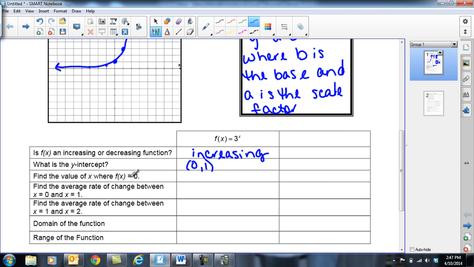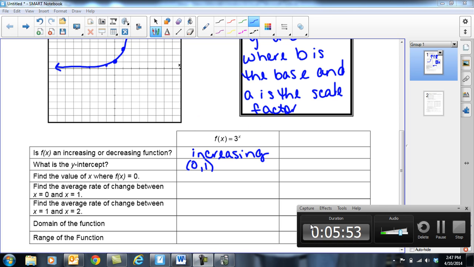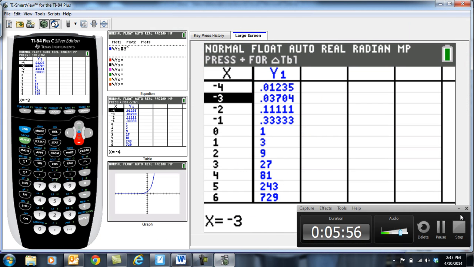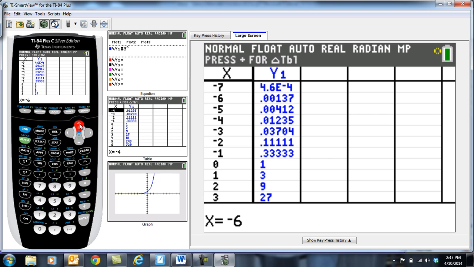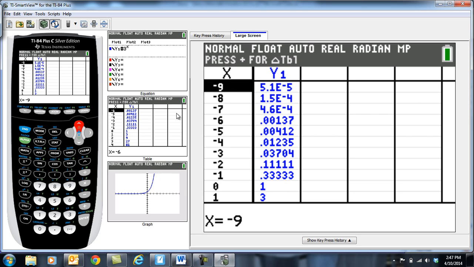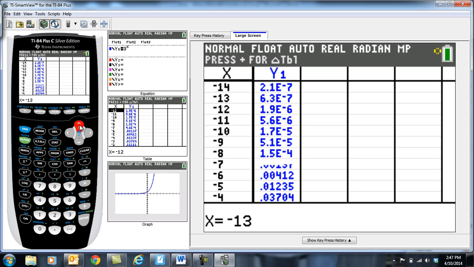Now we're supposed to find the value of x where y equals 0. Well, if you go to the table on your calculator and you look at these numbers in your table, and we keep going, they keep getting smaller, and so we're going to keep going, backing up and backing up. Now these are all in scientific notation because the decimals are now too long to fit in that little space, and so they're just writing them in scientific notation, but we keep going and we keep going, and I can do this all day long.